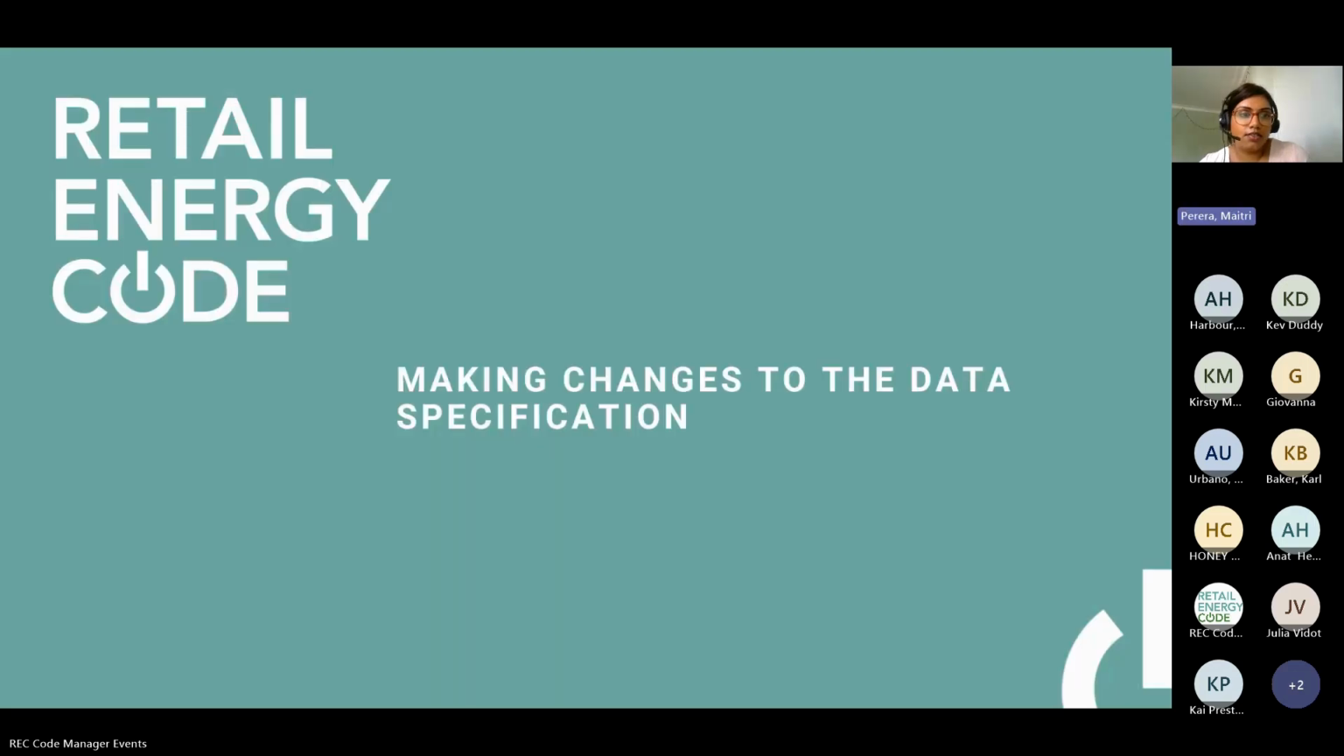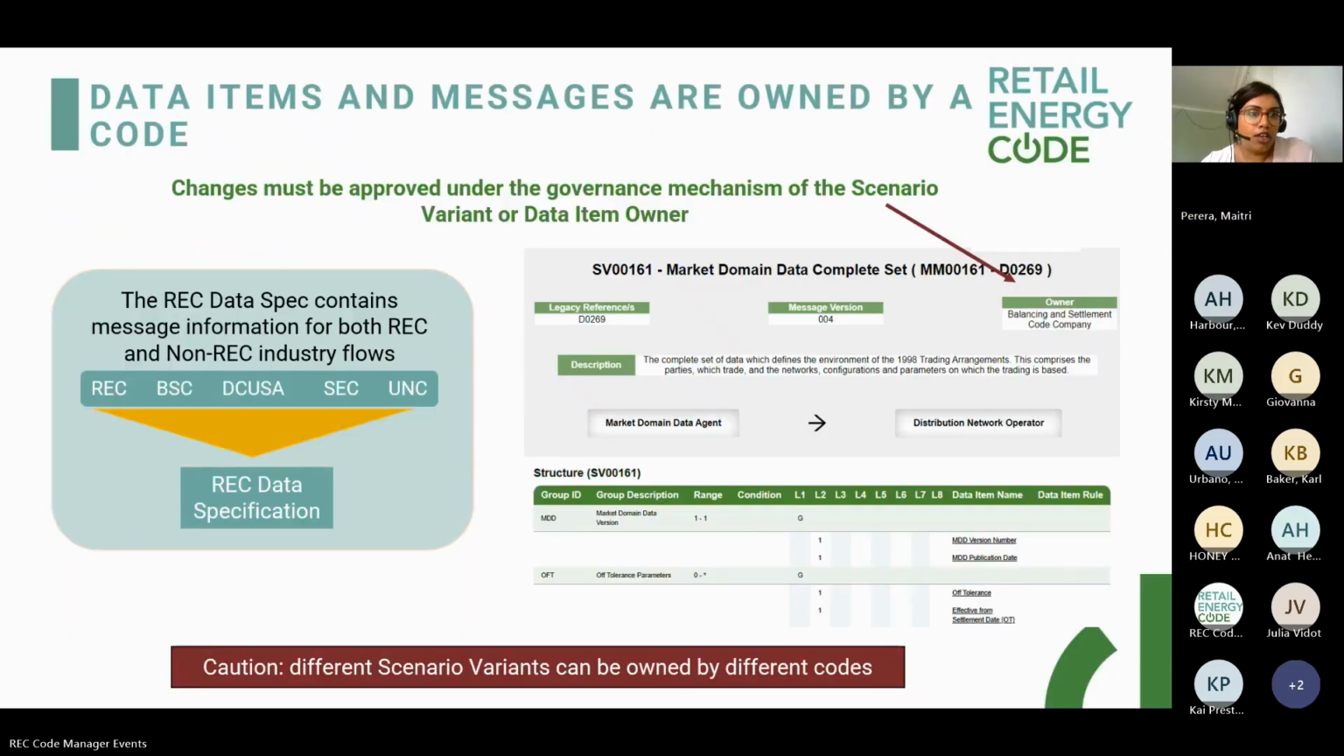Next slide, please. Now we're going to have a look at how changes can be made to the REC data specification. We're going to look at data items and messages that are owned by a code. Data items and market messages scenario variants are owned by a code.